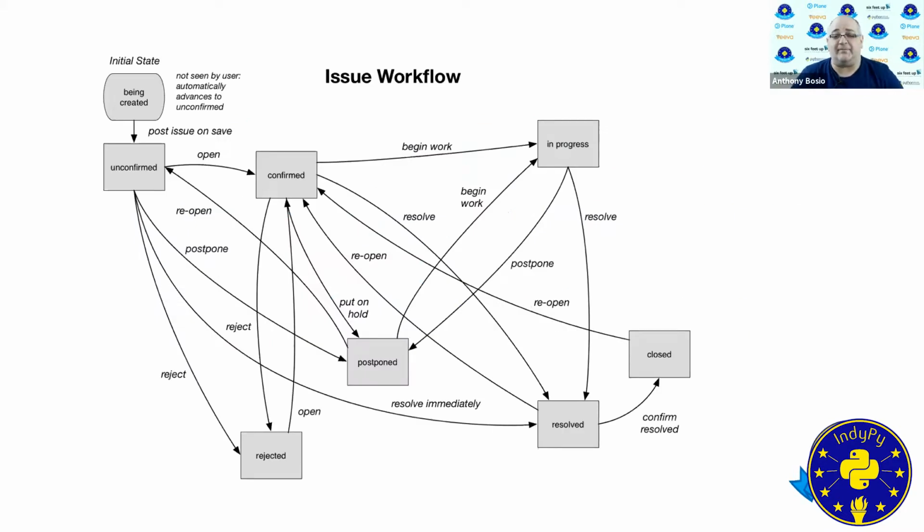Here's an example of a little bit more complicated workflow. This is a workflow for a tech support ticket system, basically. You can see here the issues that get created. They have 8 different states. There's a lot of transitions between them.